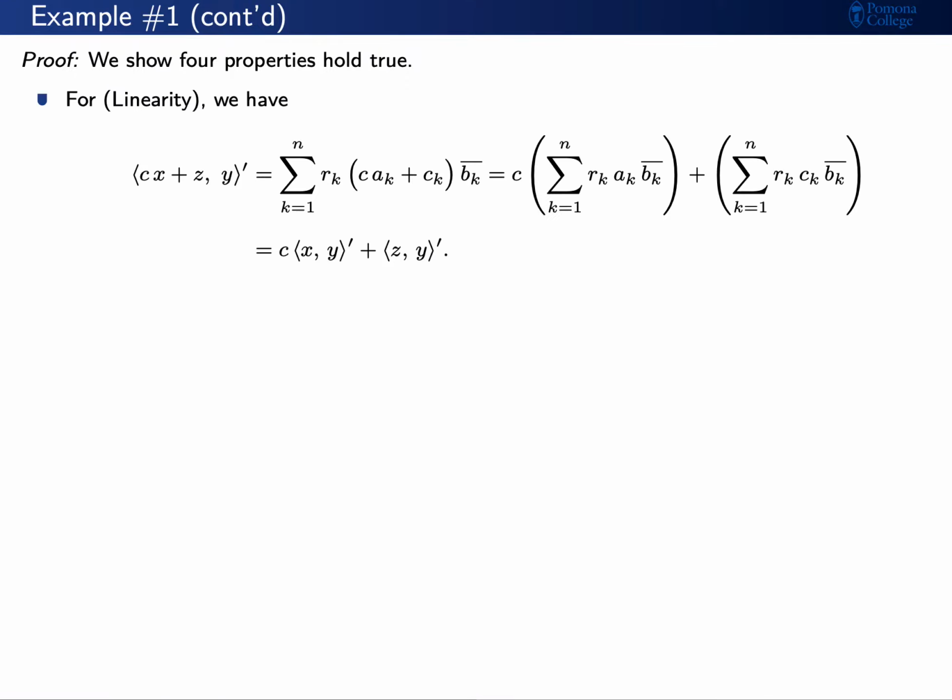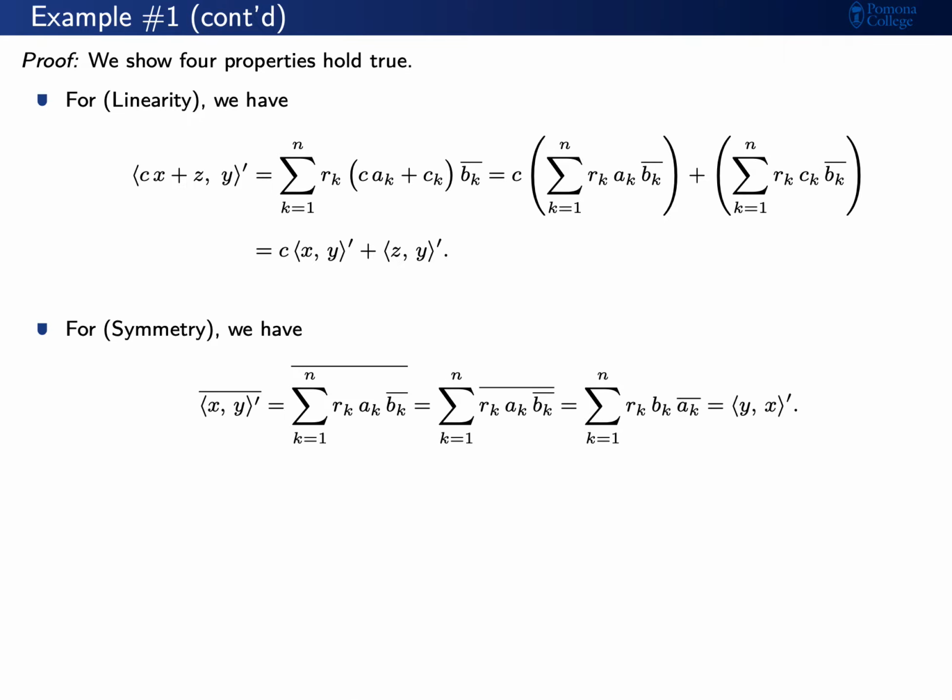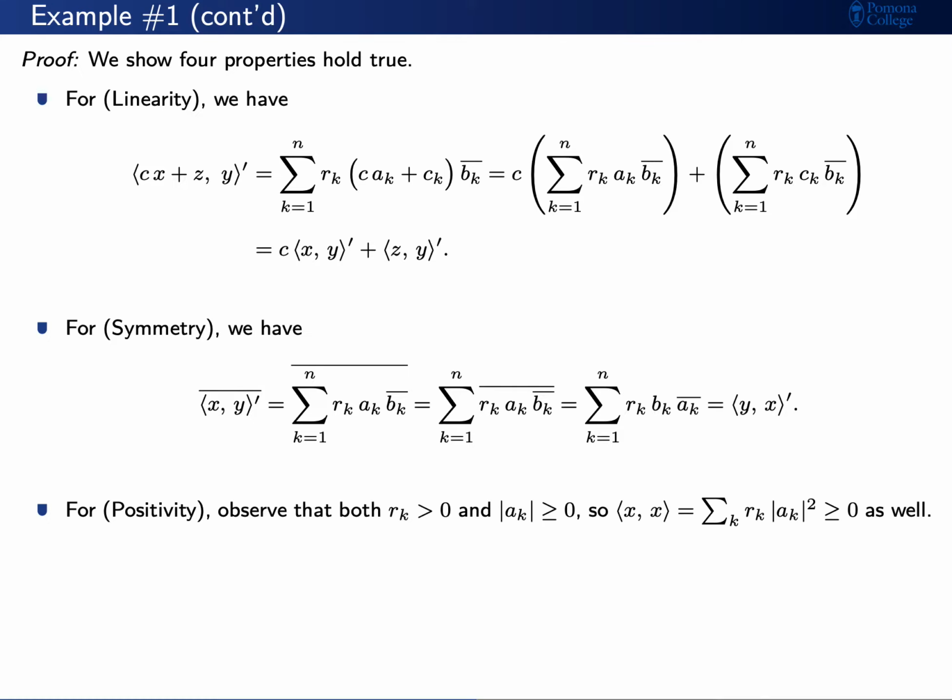For linearity, it's a matter of realizing that the proof is almost exactly the same as before when we proved this for the standard inner product. For symmetry, again, the proof is almost the same as what we worked out for the standard inner product. For positivity, first let's recall that r sub k should be a positive real number, and the absolute value of each coordinate a sub k is a real number, at least not negative. So now we have the sum over non-negative real numbers, r sub k times the absolute value of a sub k squared.